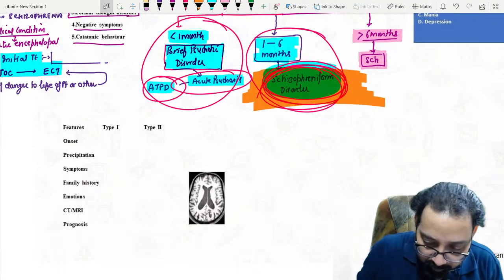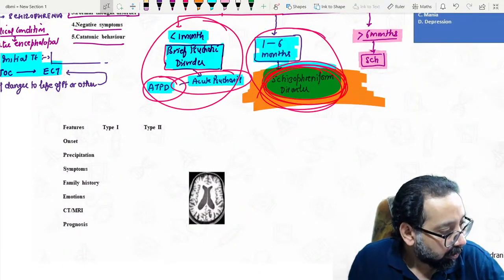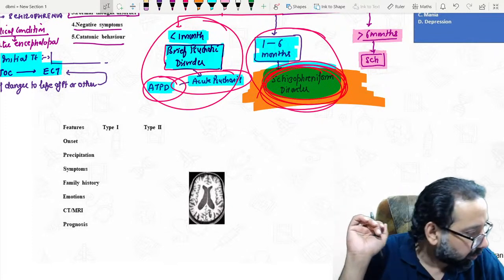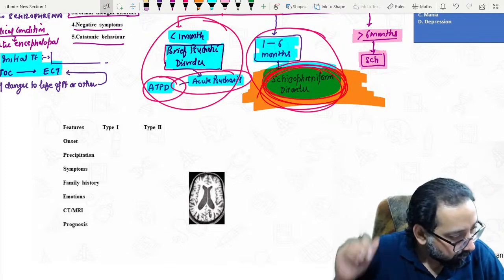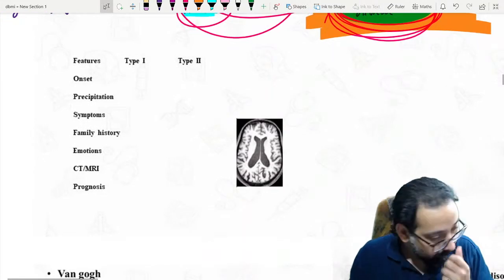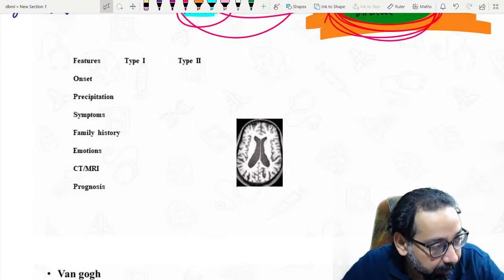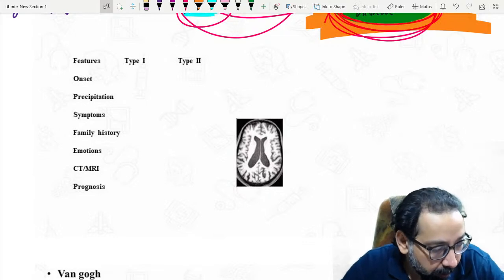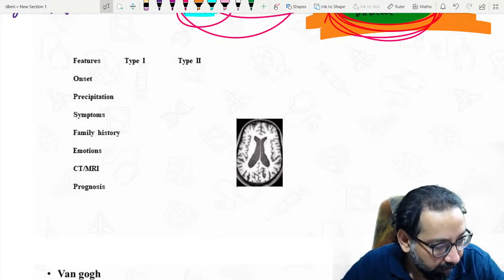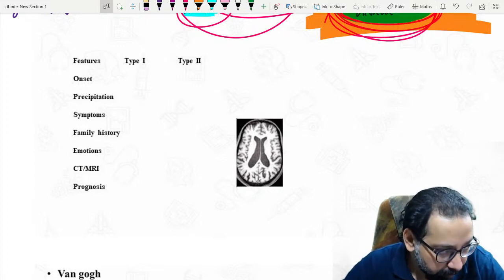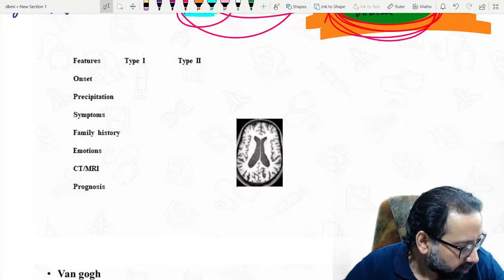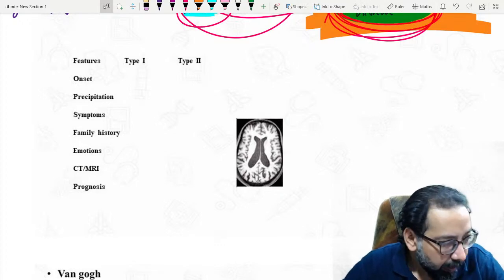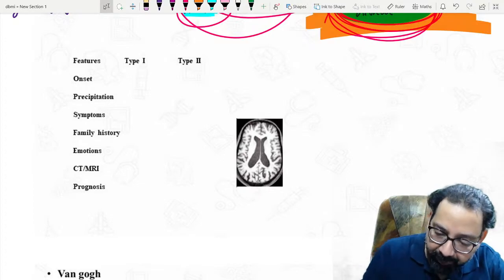So this is about schizophrenia. Now, there is one more classification of schizophrenia, an old classification, not used nowadays, but it has historical importance and prognostic importance. A scientist came named T.J. Crow.